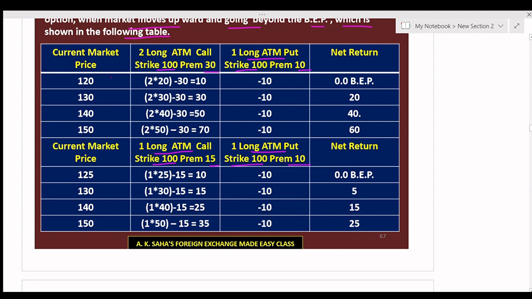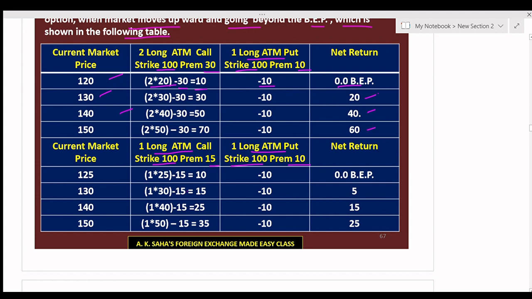Here we start with the break-even point. For 2 call options, 120 is the break-even point, that is 2 into 20 minus 30, it will be positive 10. Here it is minus 10, so the BEP is reached. At 130, if the market moves upward, the profit will be 20. For 140, the profit will be 40, and for 150, the profit will be 60.